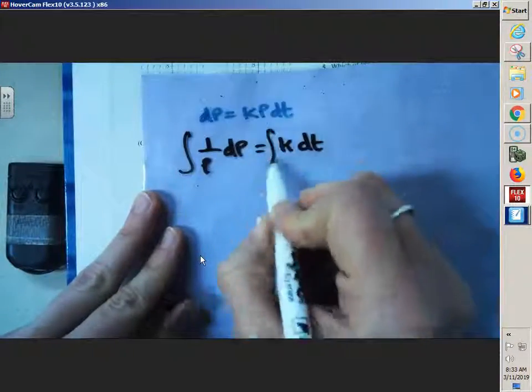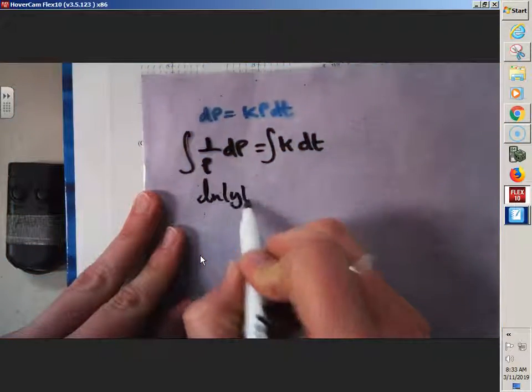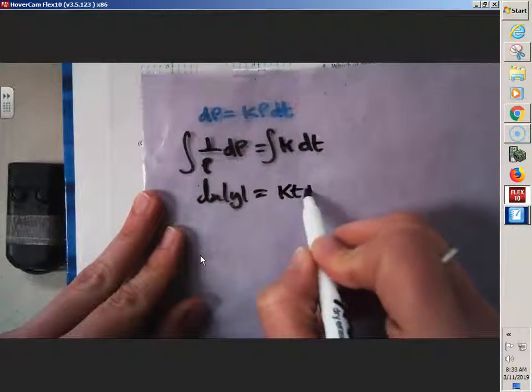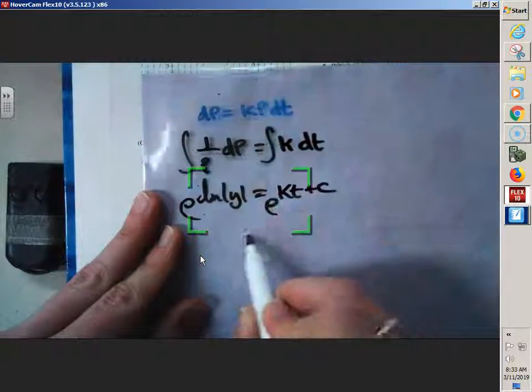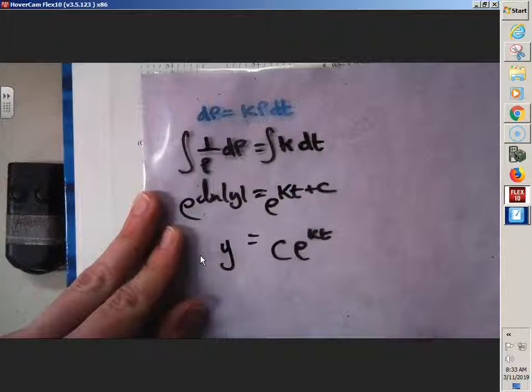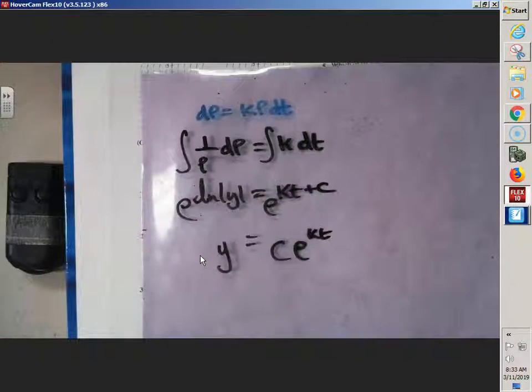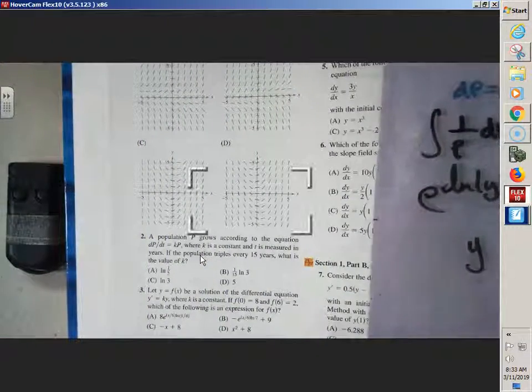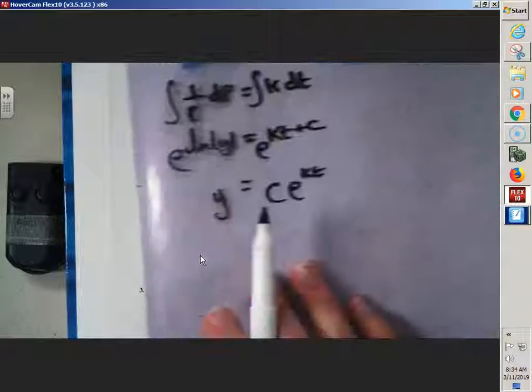Okay, so it's not that bad because I'm going to end up with ln of y equals kt plus c. Oh my goodness, this is exponential growth, C e to the kt. I should have maybe realized that sooner. Oh well, I know it's exponential growth, and then what's the clue they give me? If the population triples every 15 years. Triples, isn't that a ratio?